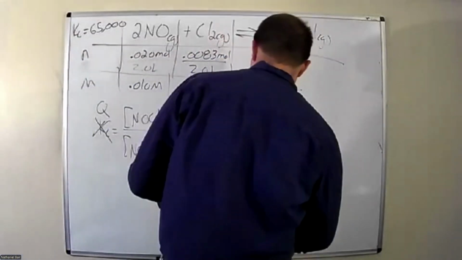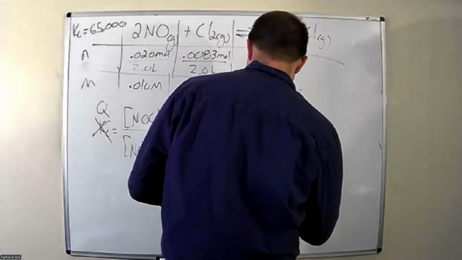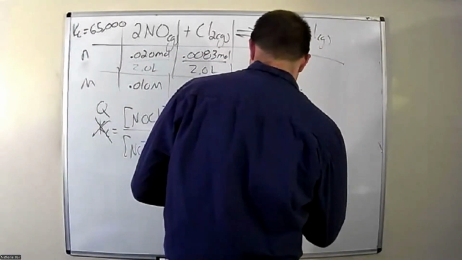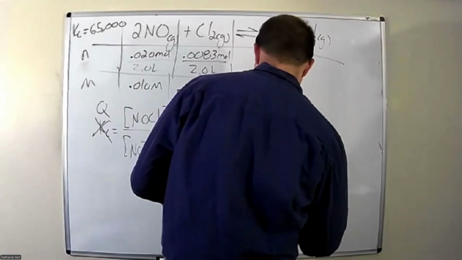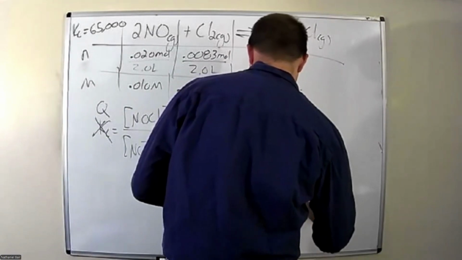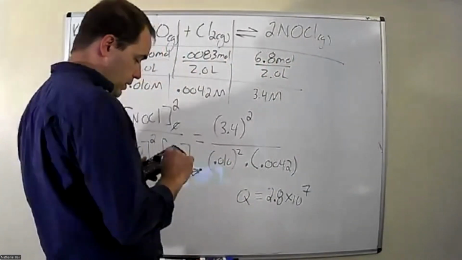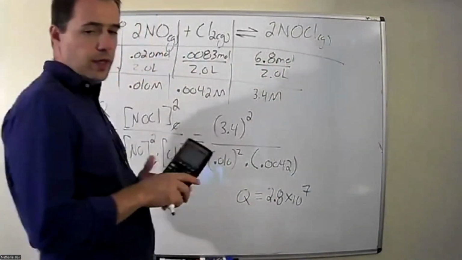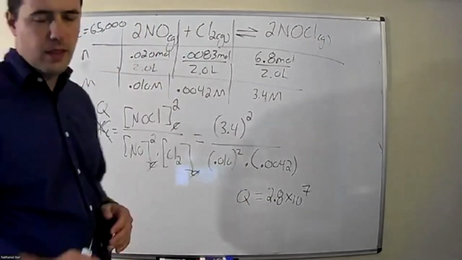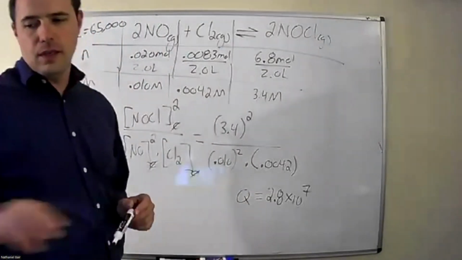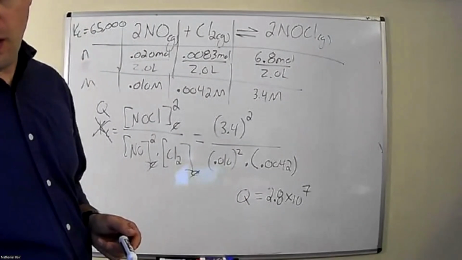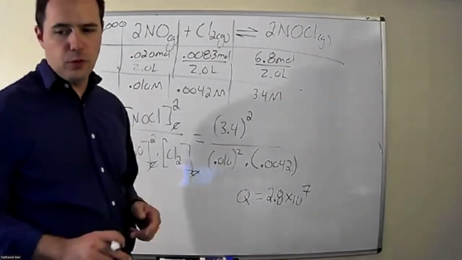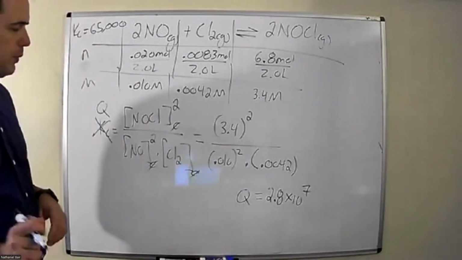Oh my goodness, I got a big old number. What do we got? 1, 2, 3, 4, 5, 6, 7. I got 2.8 times 10 to the 7th, or 28 million. How many people got 2.8 times 10 to the 7th? Give me a thumbs up. Oh, yeah, there's some thumbs up. Okay, good. So we can't all be wrong.